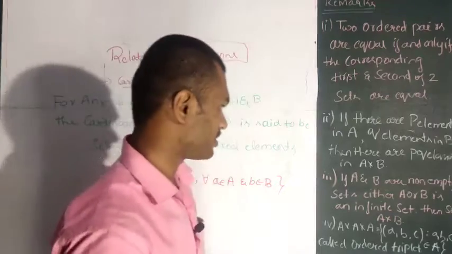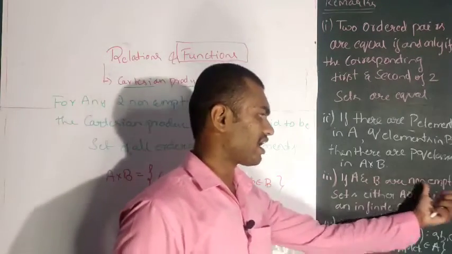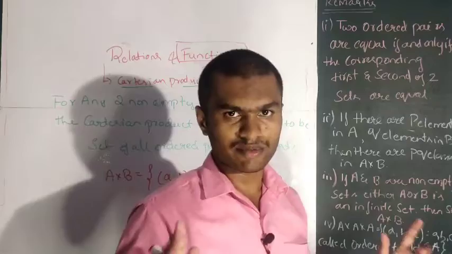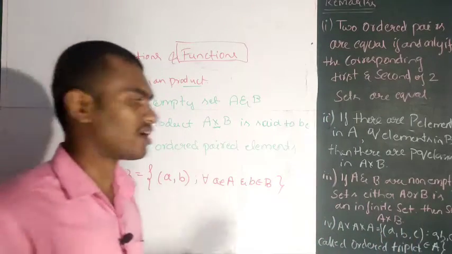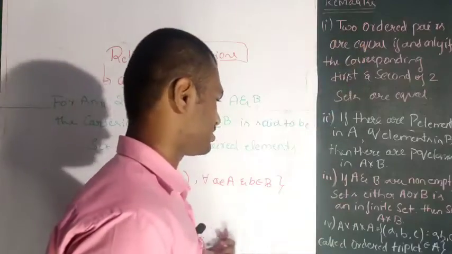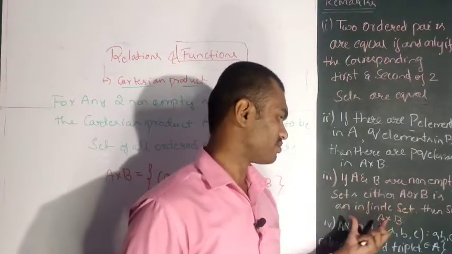So what does the third point say? If A and B are non-empty, then to get an ordered pair, A and B should be non-empty. So that is what the condition says. So A and B are non-empty sets.